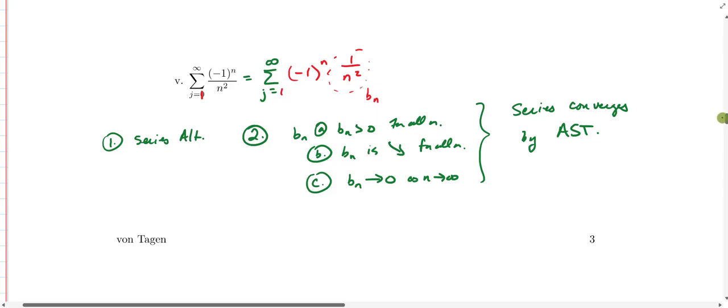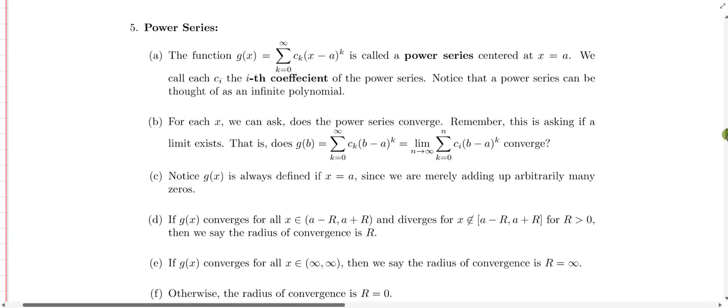And that's all I've got on convergence. So in the next video, we will do a review of power series, and we'll actually find the radius of convergence for a few power series.